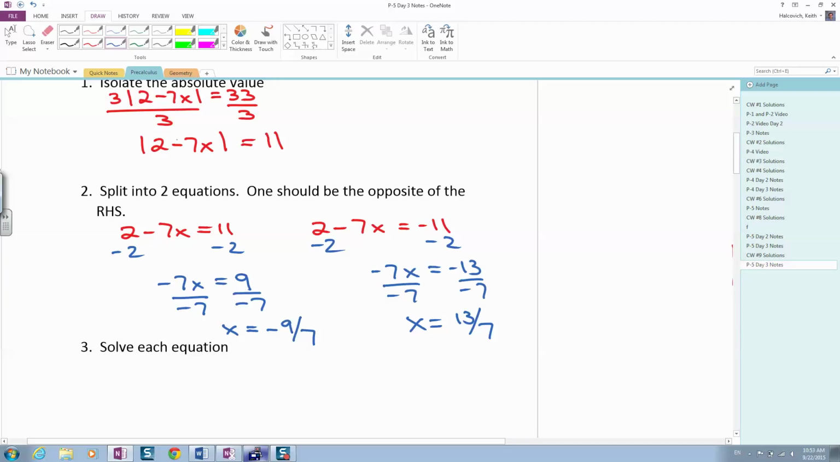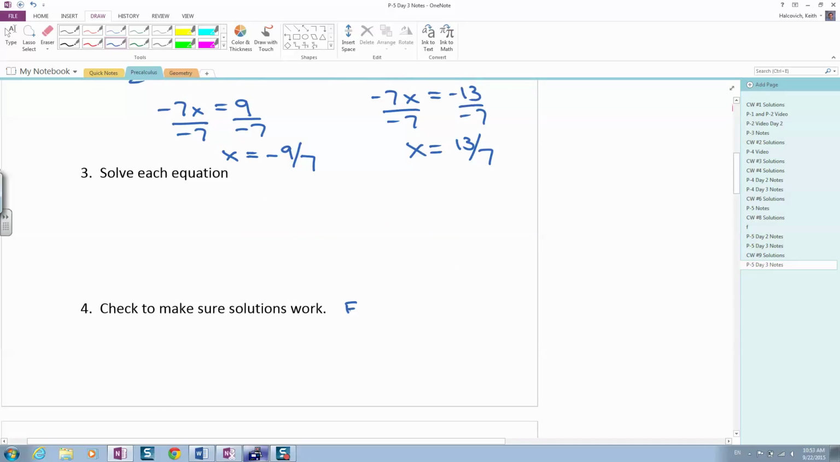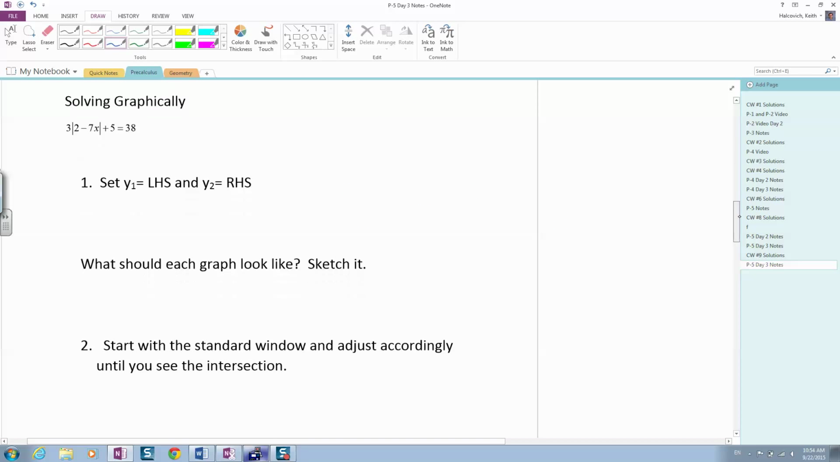It is very important to check because there are times where you could get what's called an extraneous solution, meaning you solve the problem correctly, but when you check it, the answer does not work within the problem. So make sure to check it. But for the purpose of this video, I'm going to move on. Solving graphically.